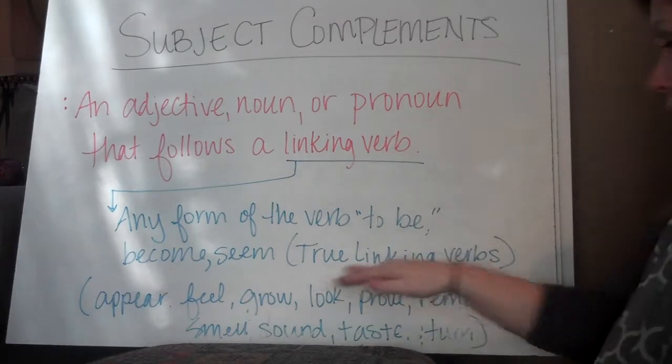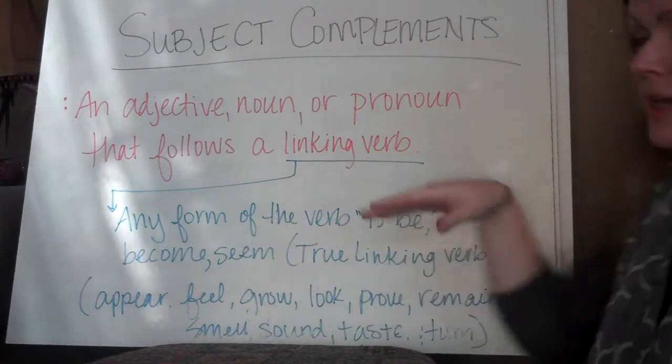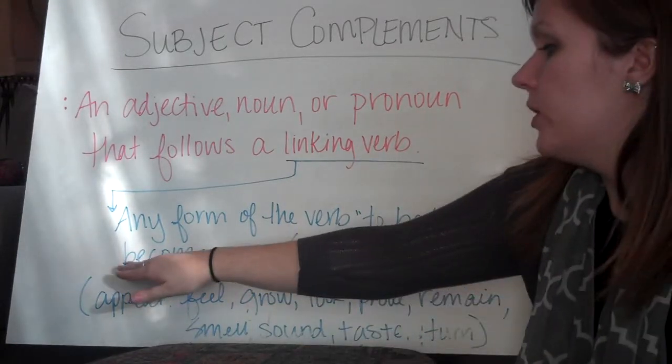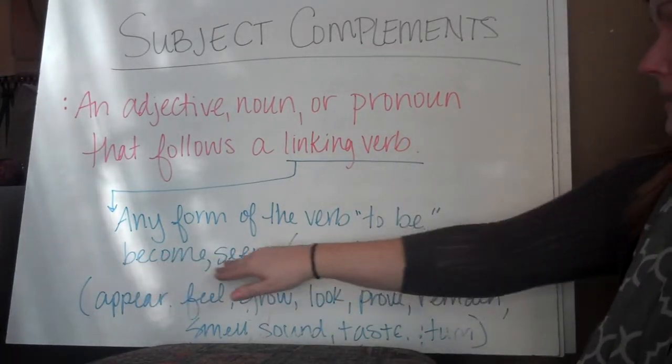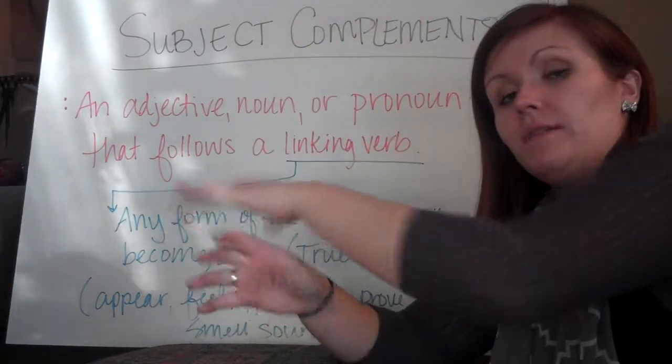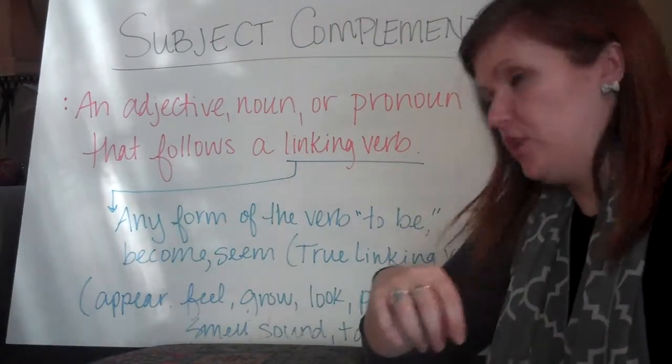A linking verb, any true linking verb, is going to be any form of the verb to be, like is, was, or are, or were, or the verb become, or the verb seem. Those are always going to be linking verbs. And remember, a linking verb directly links the subjective complement back to its subject.